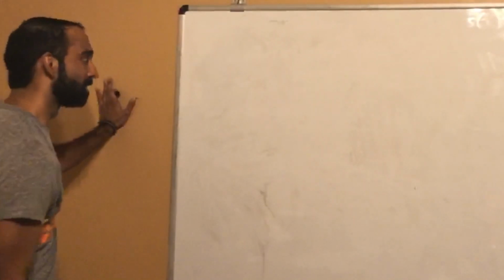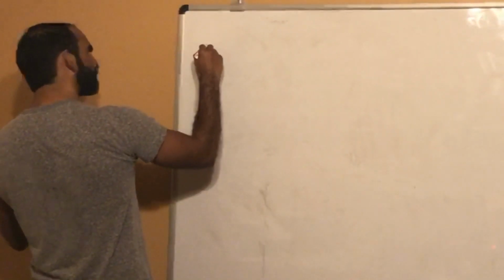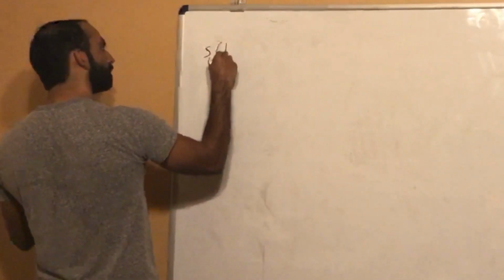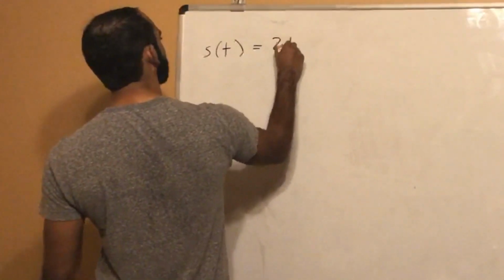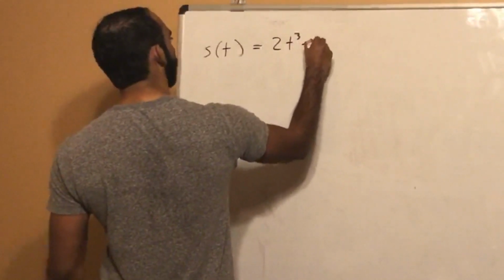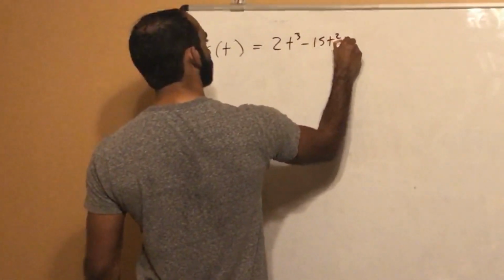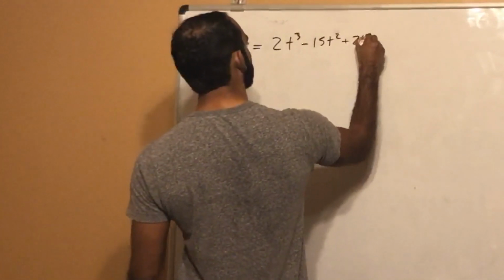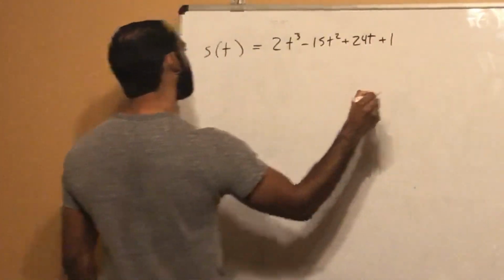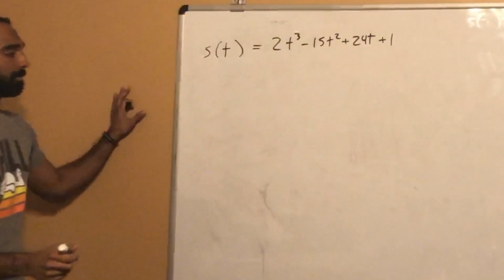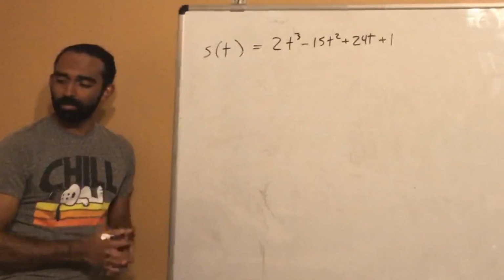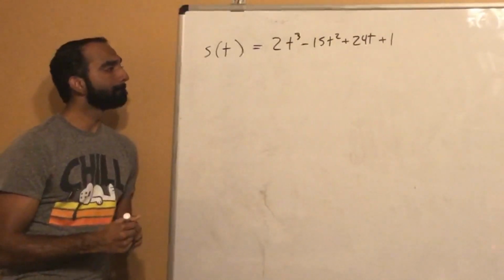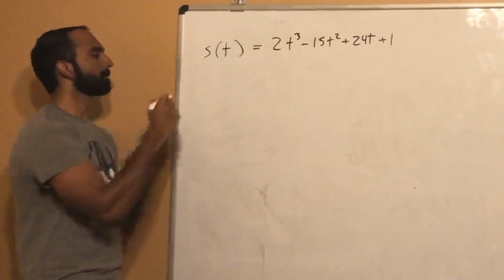All right, picking back up with this problem. Someone tell me, what was this position function? It was a cubic. Yes. s of t equals 2t cubed minus 15t squared plus 24t plus 1. So we're going to skip part A and look at part B. What's part B asking for? It's asking when the particle is at rest.